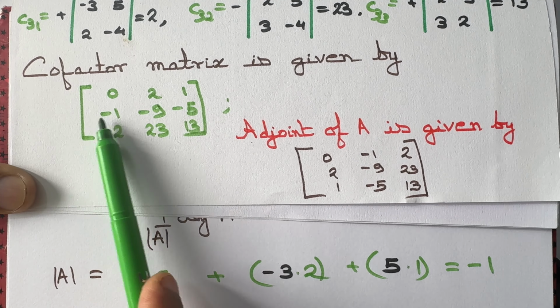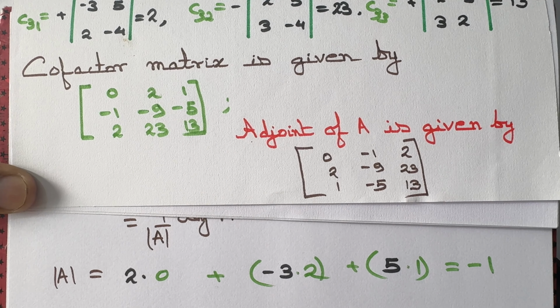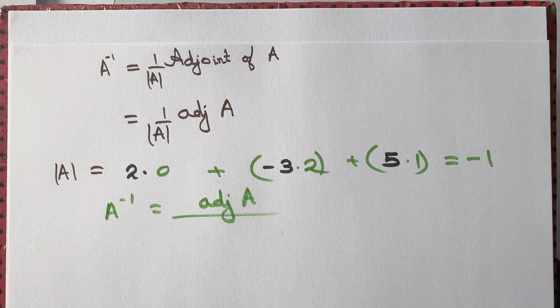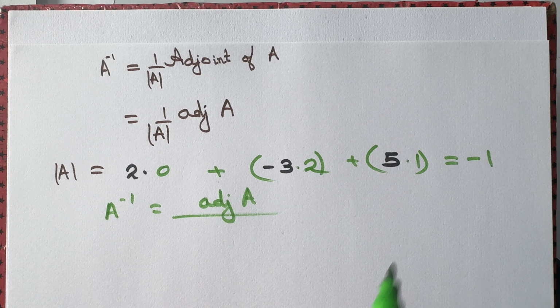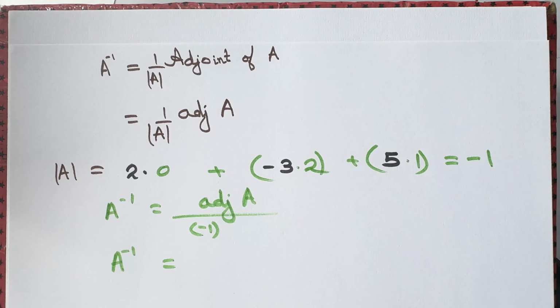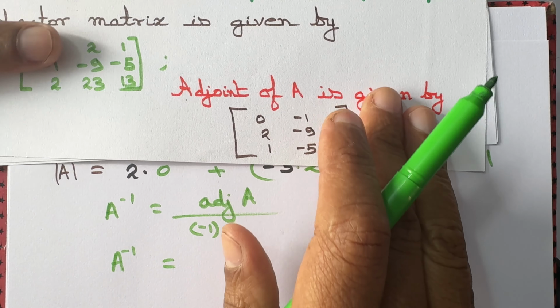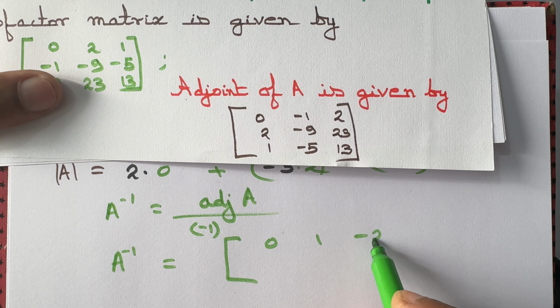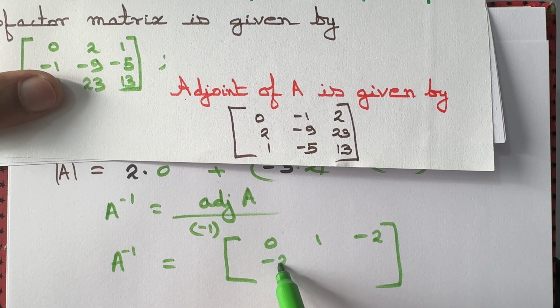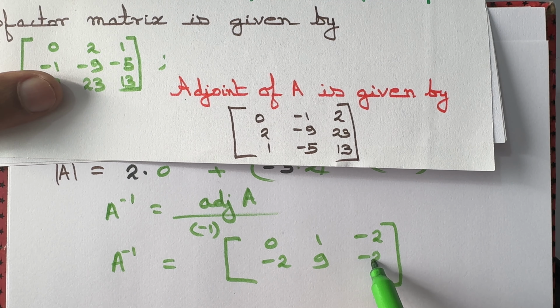We could have multiplied second row with the cofactor of the second row. We'll get the same answer. Okay, we got determinant turns out to be minus 1. And so A inverse equal to adjoint of A divided by determinant of A, that's just minus 1. A inverse in this case turns out to be negative of adjoint of A, and that's equal to, just change the sign, 0, 1, minus 2, minus 2 plus 9 minus 23.